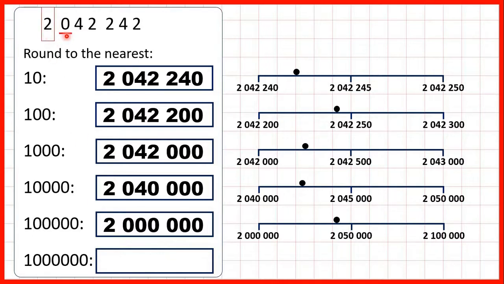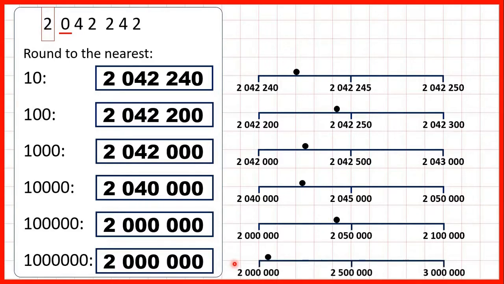Again, we're rounding down, so the 2 in our millions stays the same, and all other digits turn into zeros.